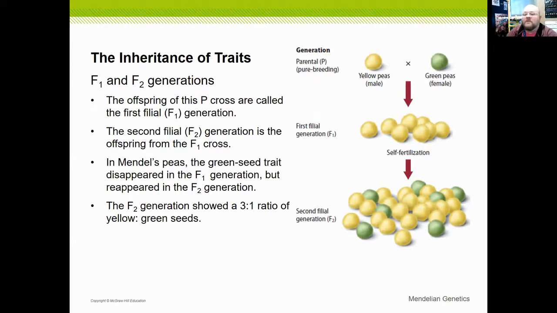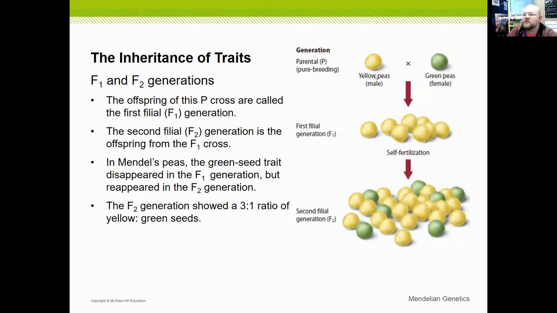So the offspring of the P cross-pollinated plants were the initial or first filial generation, or F1. The second filial generation, or F2, is the offspring of the F1. And in Mendel's peas, the green seed trait disappeared in the F1 generation, but reappeared in the F2 generation. So the F2 generation showed a ratio of 3:1 yellow to green seeds.